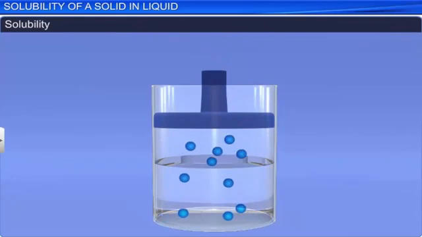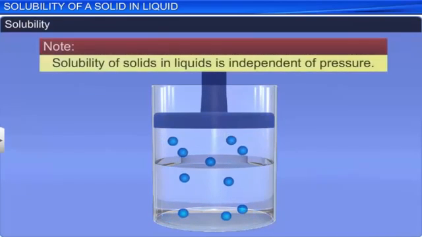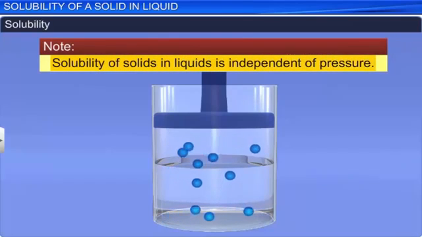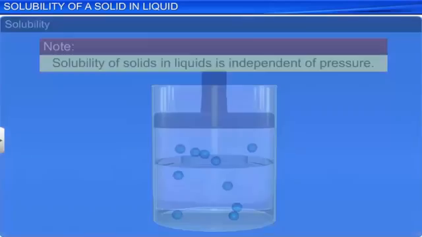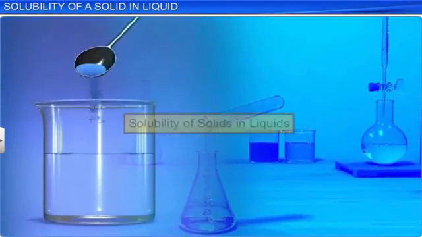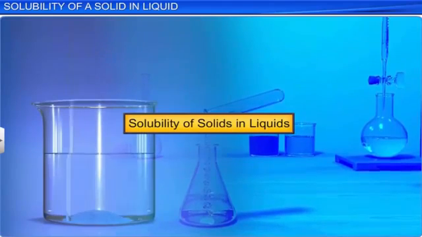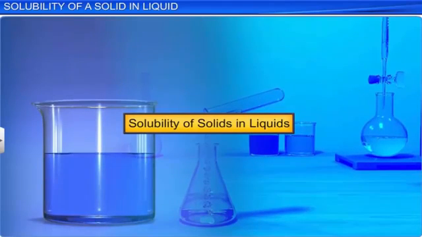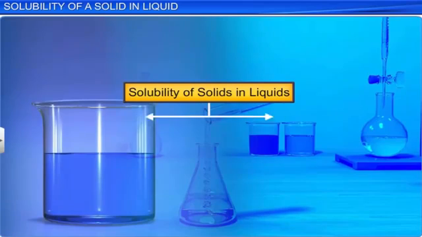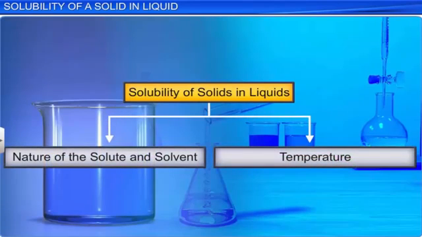However, note that the solubility of solids in liquids is independent of pressure. Let us first discuss the solubility of solids in liquids. The solubility of solids in liquids depends upon two factors, namely, the nature of the solute and solvent, and the temperature. Let's discuss how solubility depends on the nature of the solute and solvent.